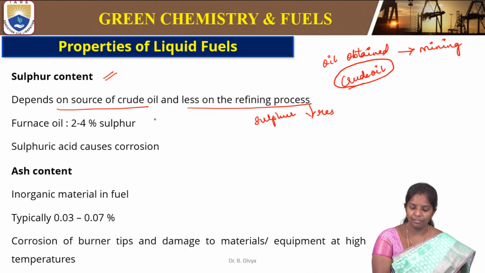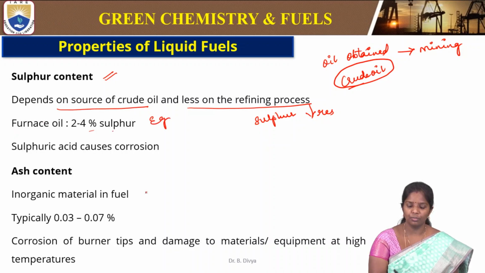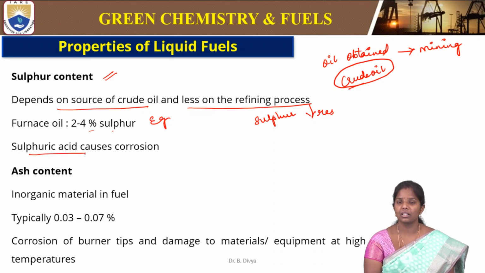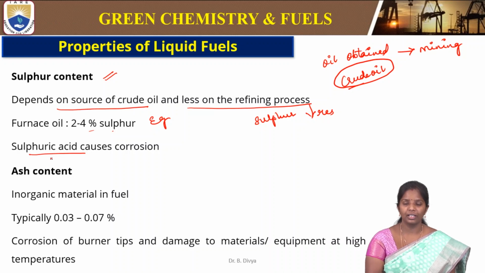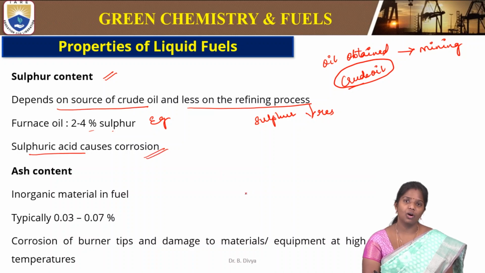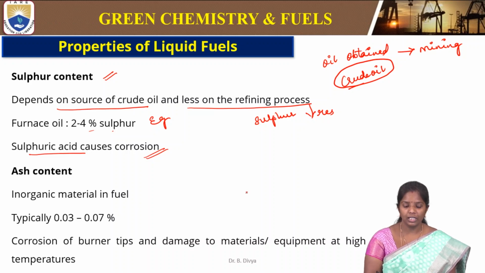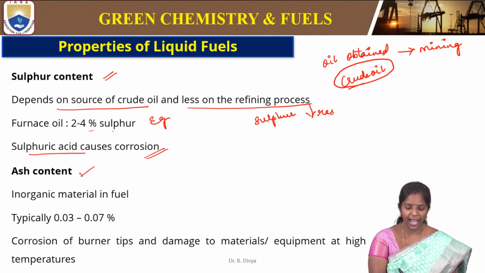For example, furnace oil contains 2 to 4% of sulfur, and if the sulfur is already present and not properly refined, then the presence of sulfuric acid causes corrosion. Causing corrosion is the biggest problem we will be facing for automobiles or any industries. So it is very important to take care of this sulfur presence so that it is removed during the refining process.